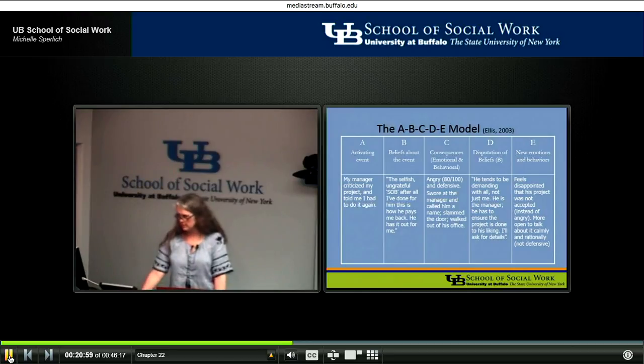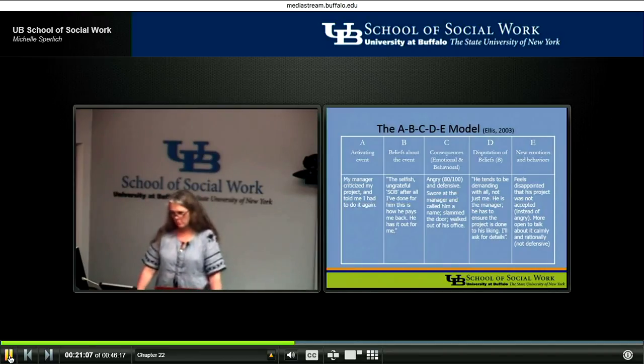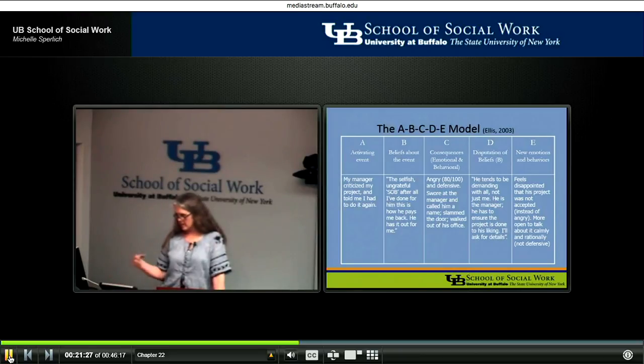You look at Albert Ellis's model. He's expanded that simple ABC to the ABCDE model, which would be, again, with the activating event or antecedent event, which he's calling the activating event. My manager criticized my project and told me I had to do it again. And then you have your beliefs about that event. That selfish, ungrateful SOB. After all I've done for him, this is how he pays me back. He has it out for me. Then you have the consequences. Being very angry, like 80 out of 100 on the scale, and defensive, swearing at the manager, calling him a name, slamming the door, walking out of the office.